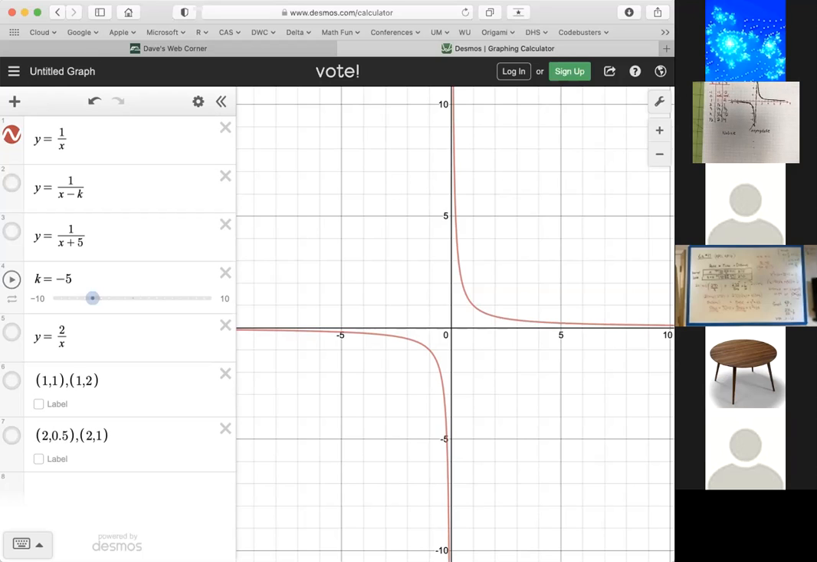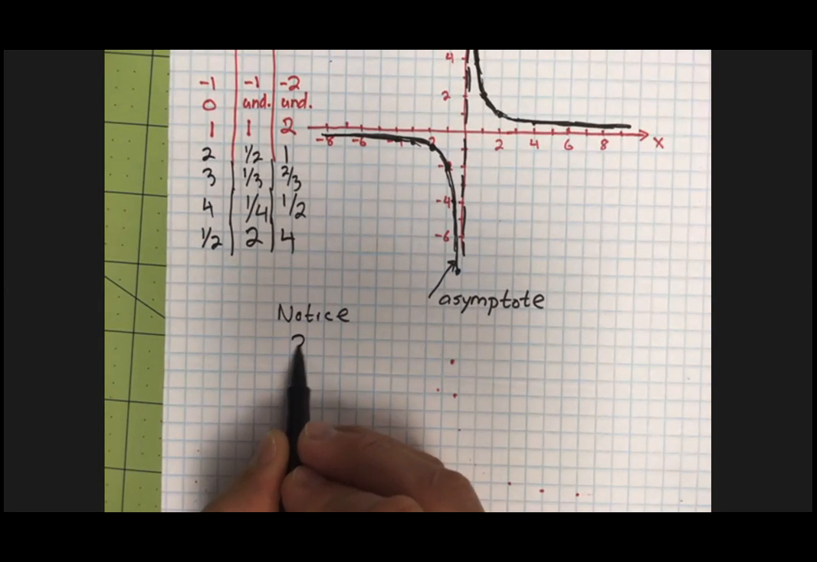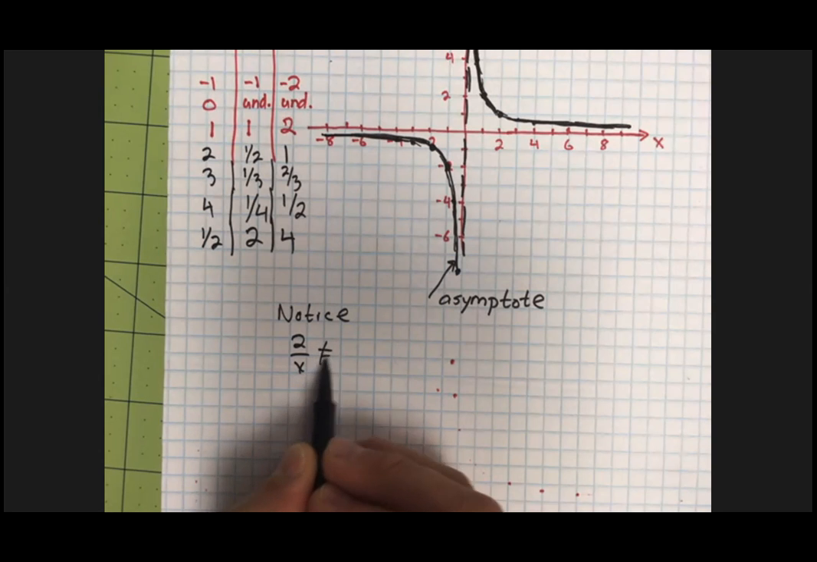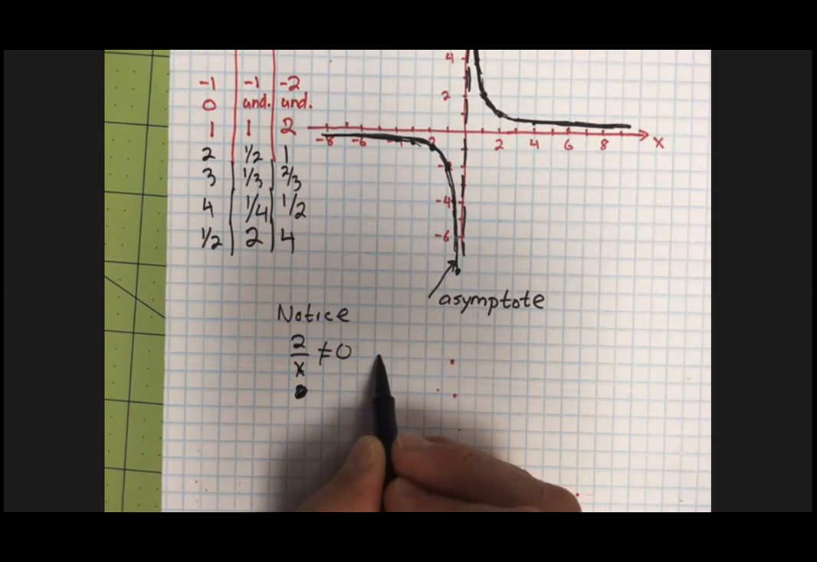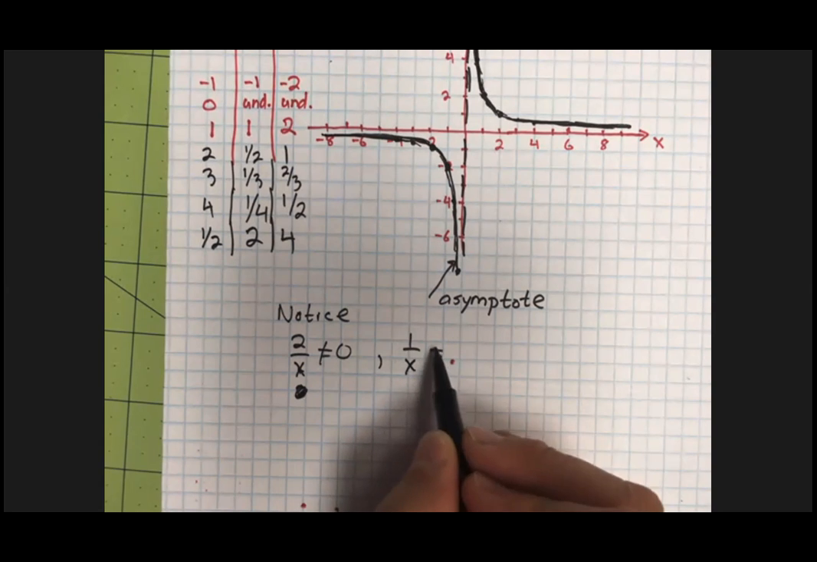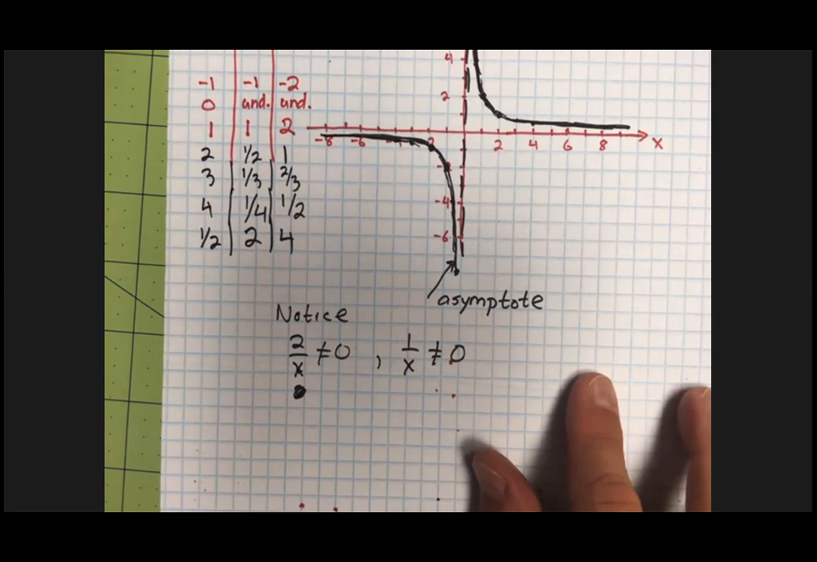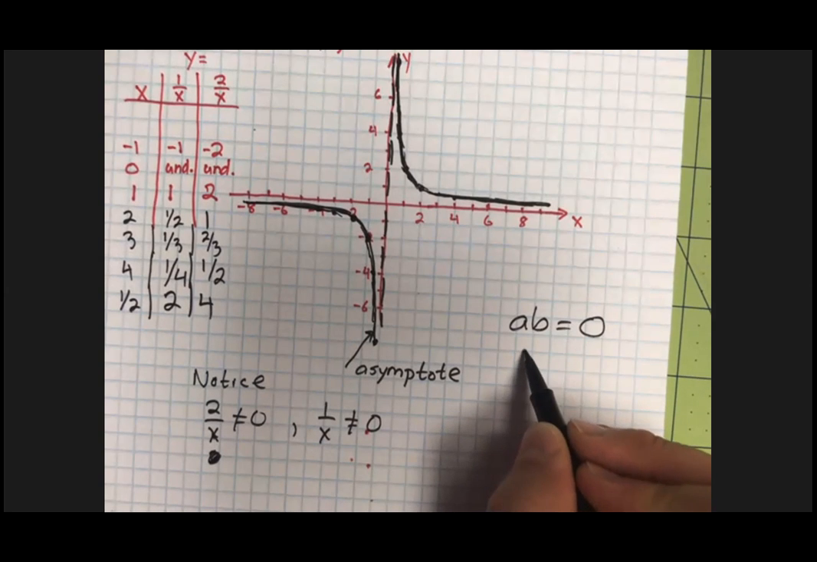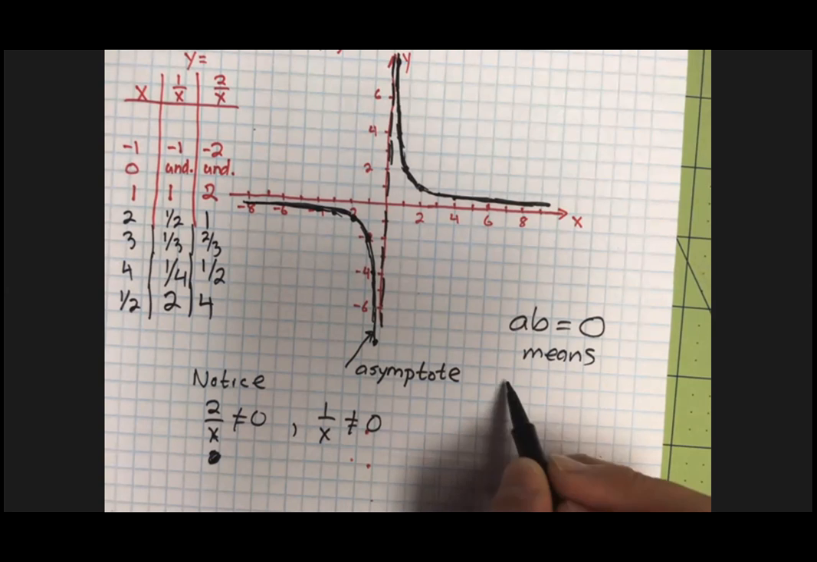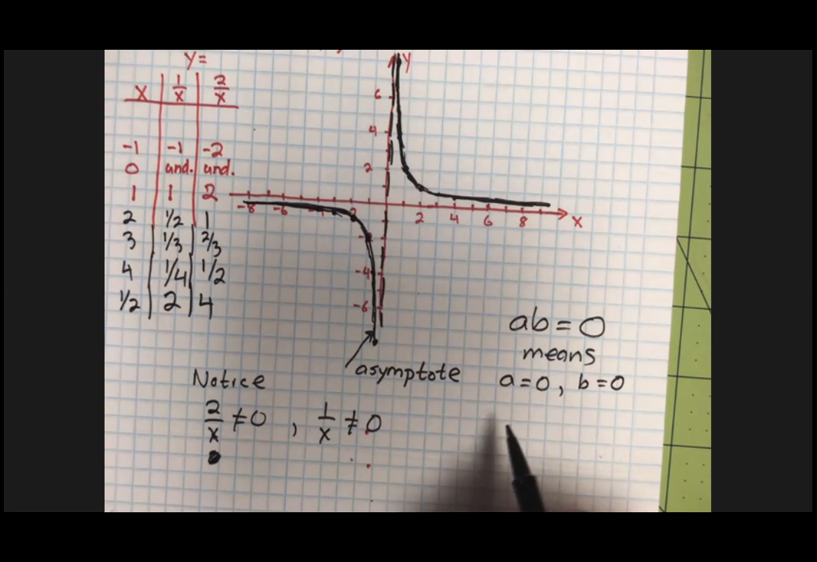I'll go back to my paper for just a second. Notice that 1 over x is never 0. 2 over x is never 0. And why does that work? Somebody asked me this question this week. I thought it was a good question. Do you remember that if you multiply 2 people and get 0, that means that one of those 2 people is 0? Oh, see, now I ran past my break. Okay, let me write this down, then we'll take a break.